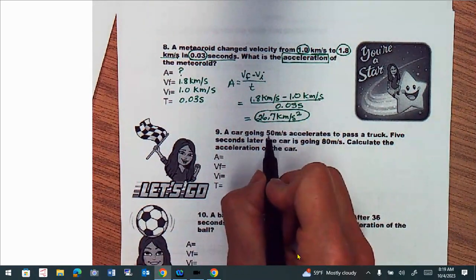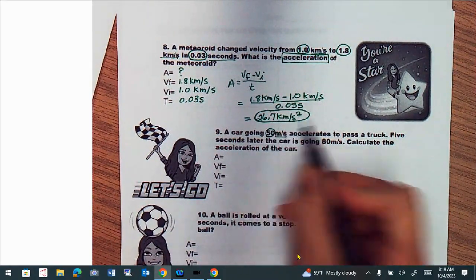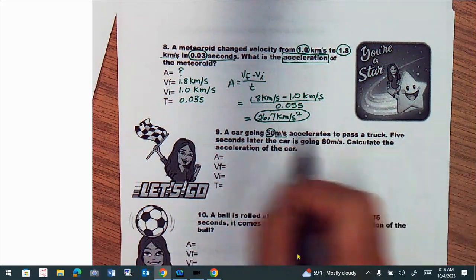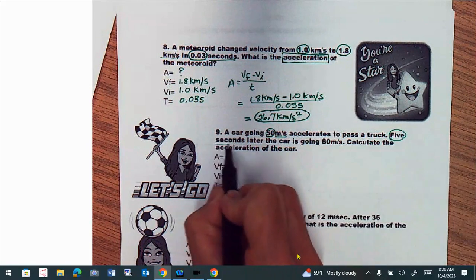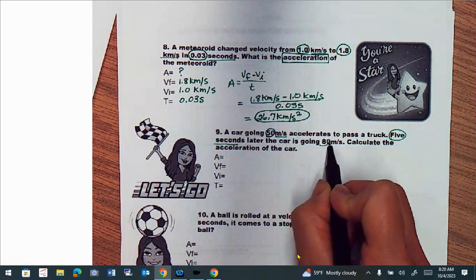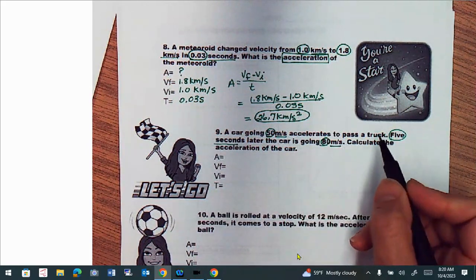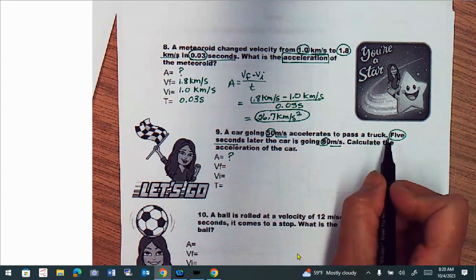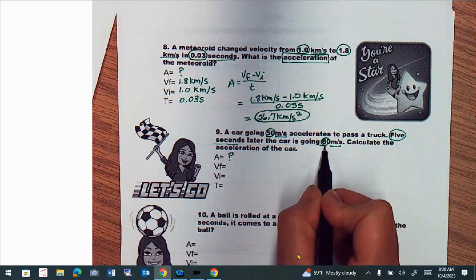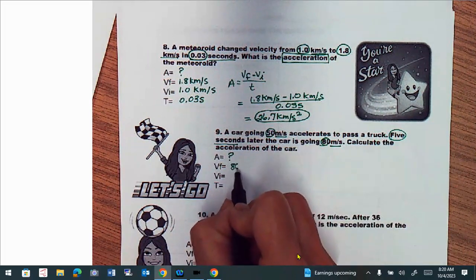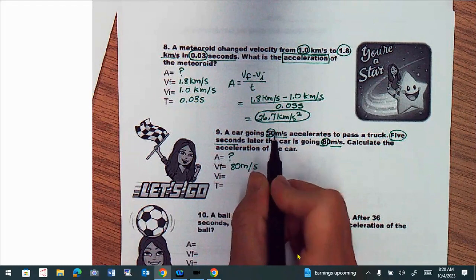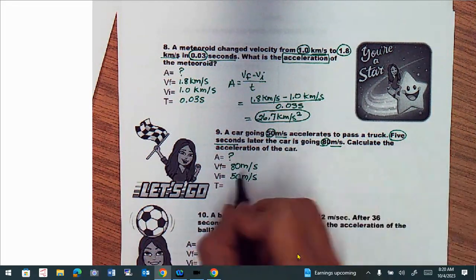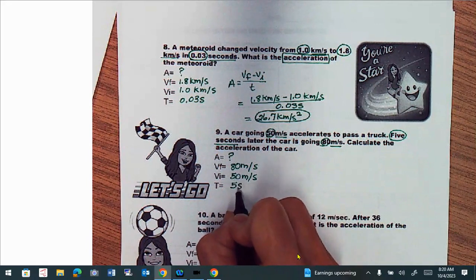A car going 50 meters per second accelerates to pass a truck. 5 seconds later, the car is going 80 meters per second. Calculate the acceleration of the car. It's sped up, so the final velocity is 80 meters per second. Initial velocity is 50 meters per second. And it took 5 seconds for the car to accelerate.